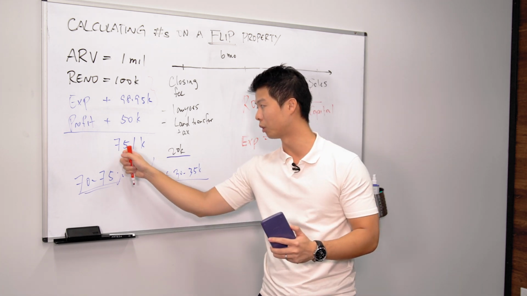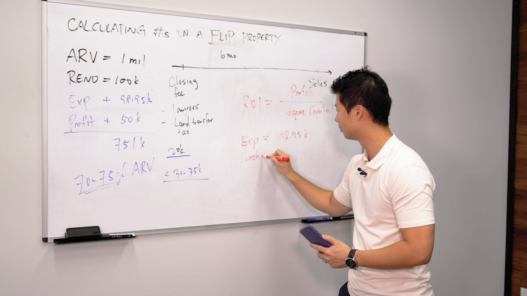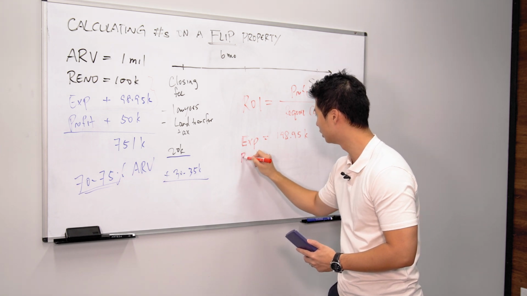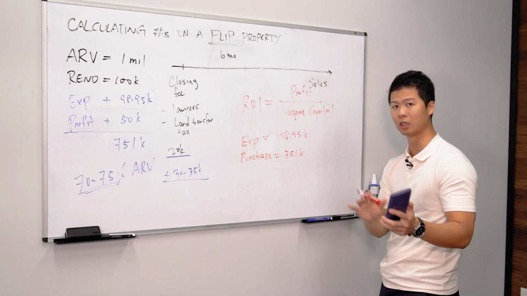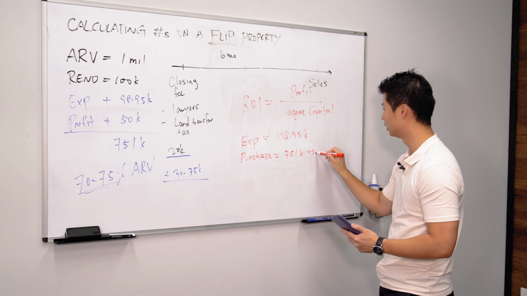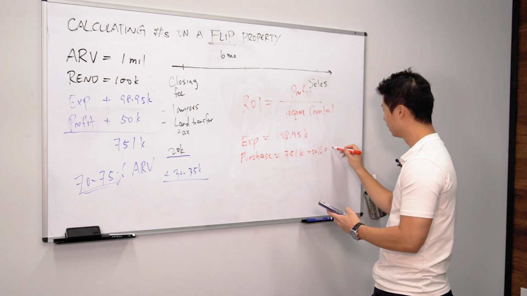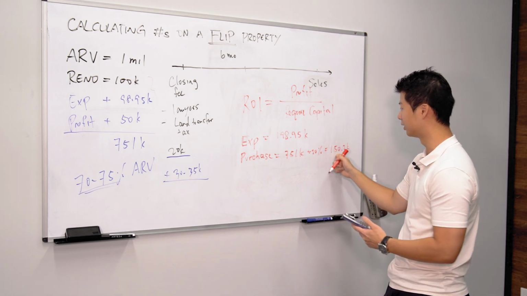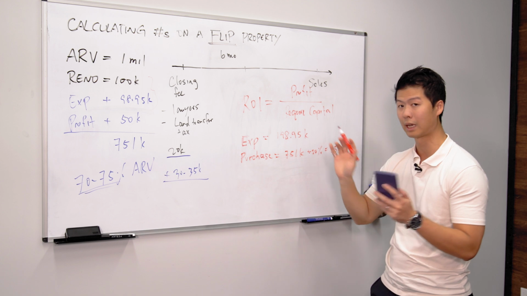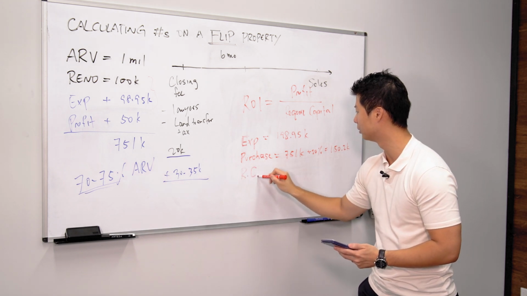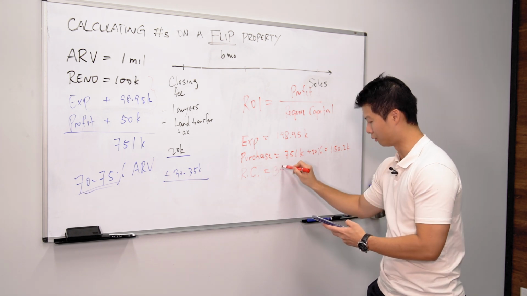So now let's assume that we actually acquired this project for 751,000. So purchase price is 751K. And then we're using a lender, which means the down payment is 20%, times 0.2, which gives us 150.2K. This is the down payment that we need to put towards the project before we even close the property. Now, the total required capital is going to be 198.95 plus 150.2. So that's going to give us 349.15K.